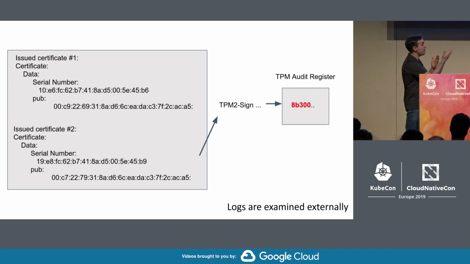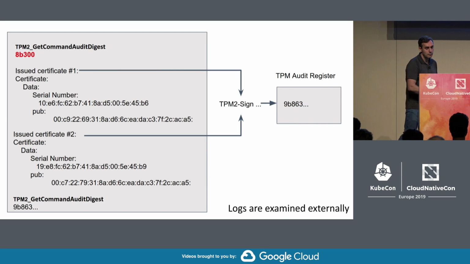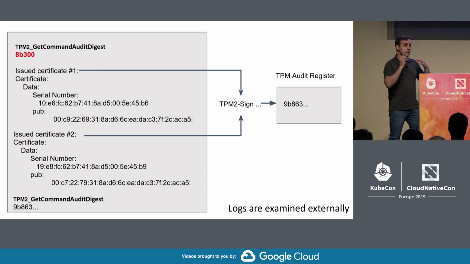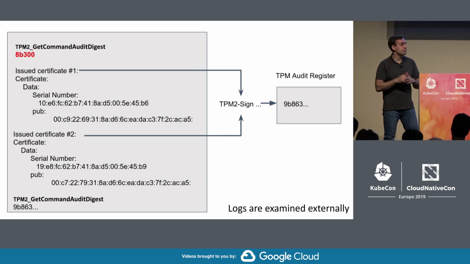We will use the fact that now the audit register does not correspond with the actual entries in the log. How do you catch attackers? It's a 3-step process. First, we issue the TPM get command audit digest. This gives us the signed structure. It is signed by the key in the TPM, which contains the current value of the audit register. This also resets the registers to zeros.